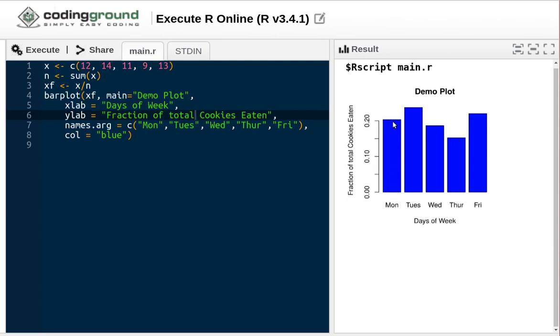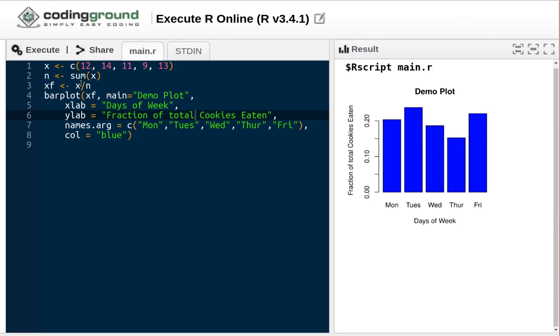But now we're looking at, here we've got about 20% of the cookies were eaten on Monday. On Tuesday, it looks like somewhat more, maybe 30-something. And then something under 20 was here, and this looks like it's a little over 15, or maybe right close to 15, and so on.